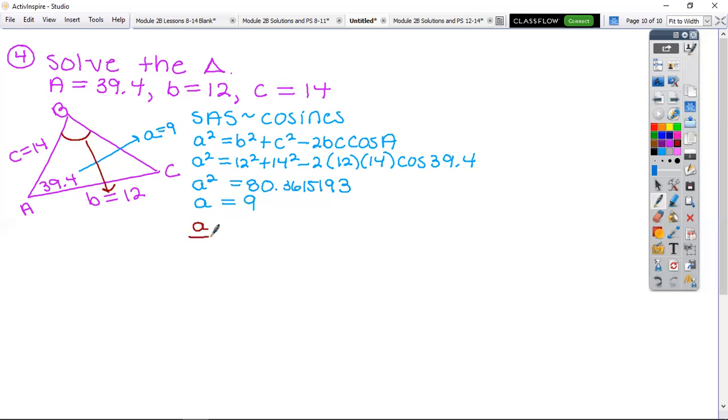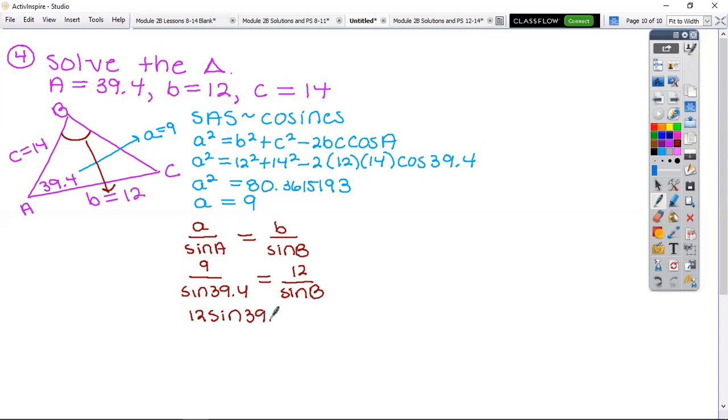So I'm going to go a over sine A equal to b over sine B. And then we can go fast after this one. So I am going to do 9 over the sine of 39.4 equal to little b, 12 over, sorry, I wrote it down not right, the sine of B. Cross multiply, I have 12 sine 39.4 equal to 9 times the sine of B.